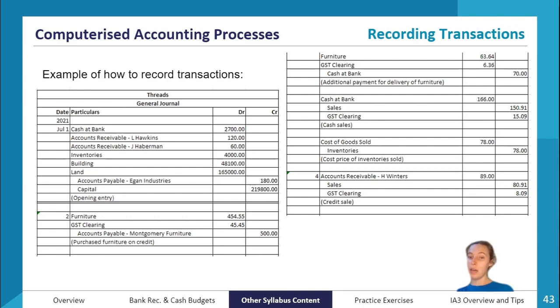We've got cash sales, cost price of inventories. So when you've got sales, you need to also account for the loss of those inventories that were involved in that sale. So when you're given the instructions for your general journal records, you will be told what the cost of goods sold is, and that will allow you to then do that second entry that involves cost of goods sold and inventories.